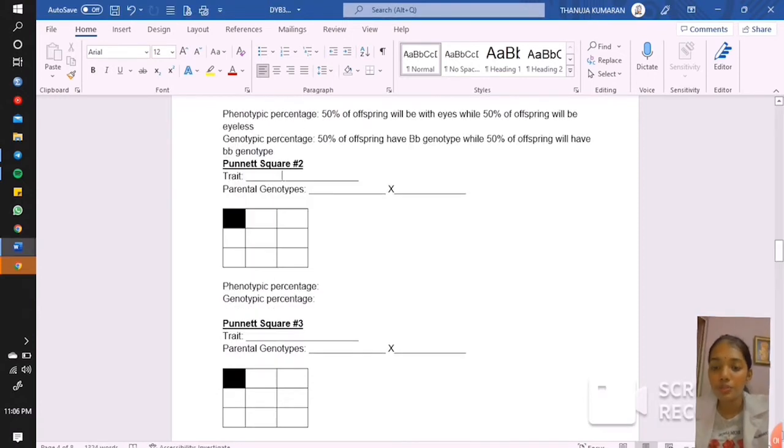So for table 2, the trait is eye color. The parental genotype is heterozygous for the female, and for the male is homozygous genotype.